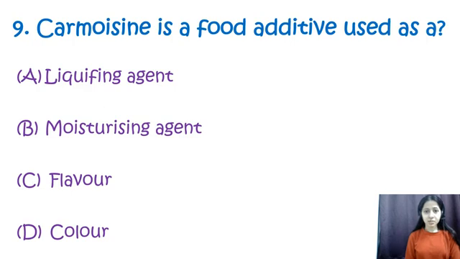Number 9, carmoisine is a food additive used as option A liquefying agent, option B moisturizing agent, option C flavor, and option D color. So carmoisine is a food additive which is used as a color. It is an artificial coloring agent, a synthetic coal tar dye that has been used in the food industry, and it adds a red coloration to food products. It is mainly used in candies, confectioneries, and the beverage industries.